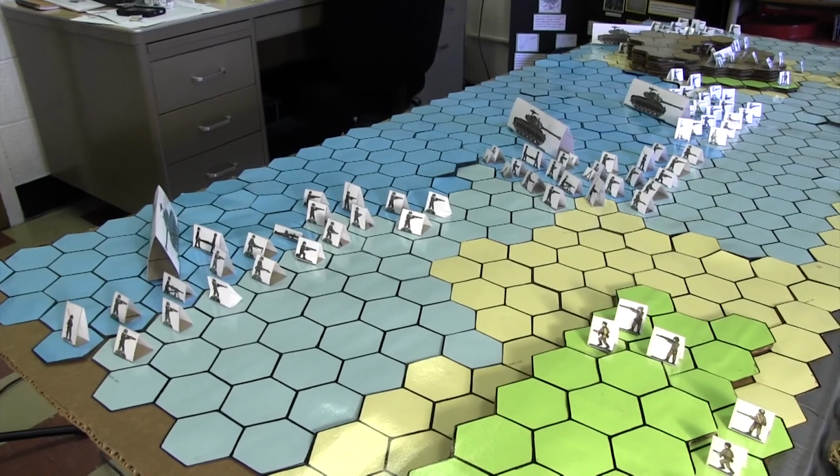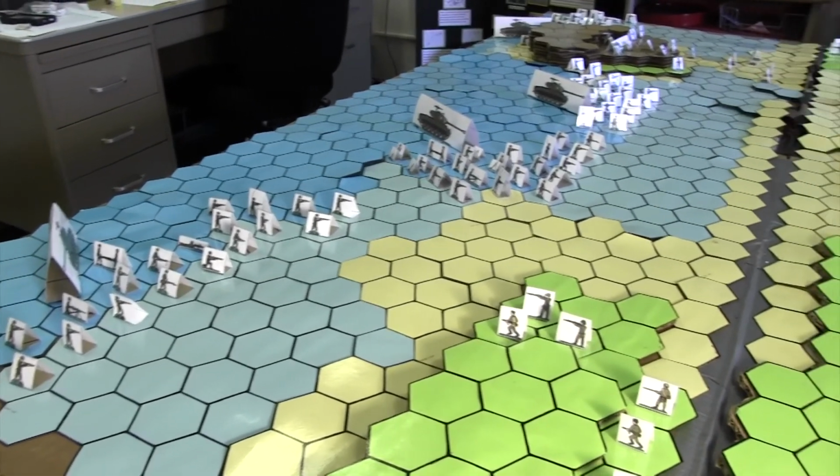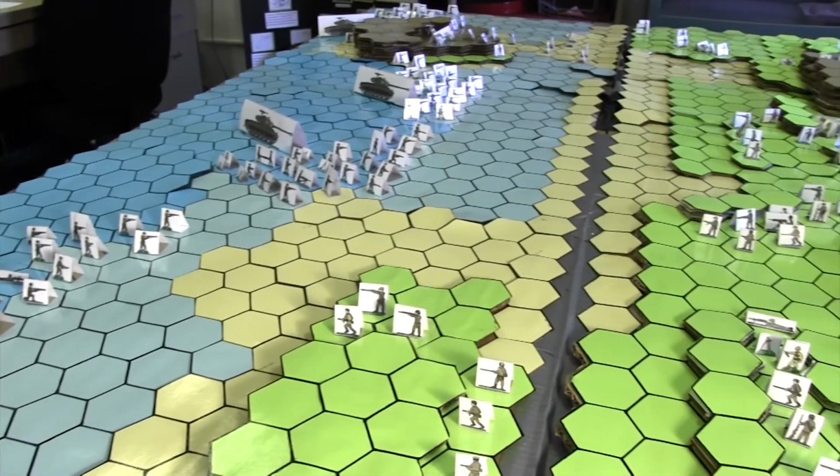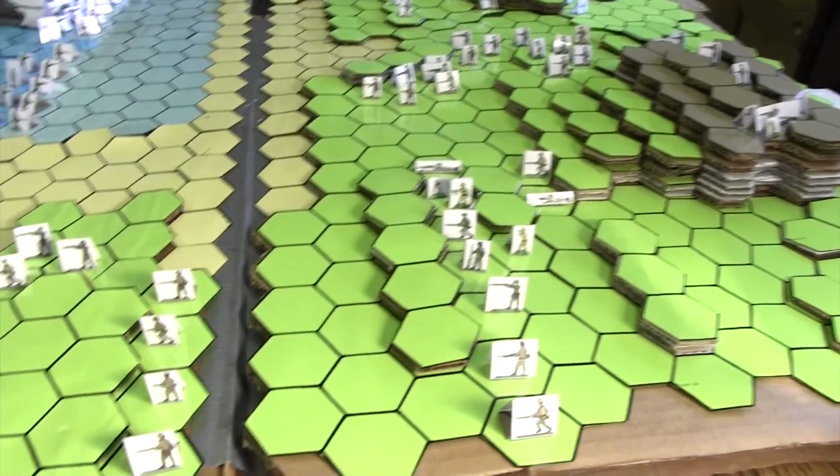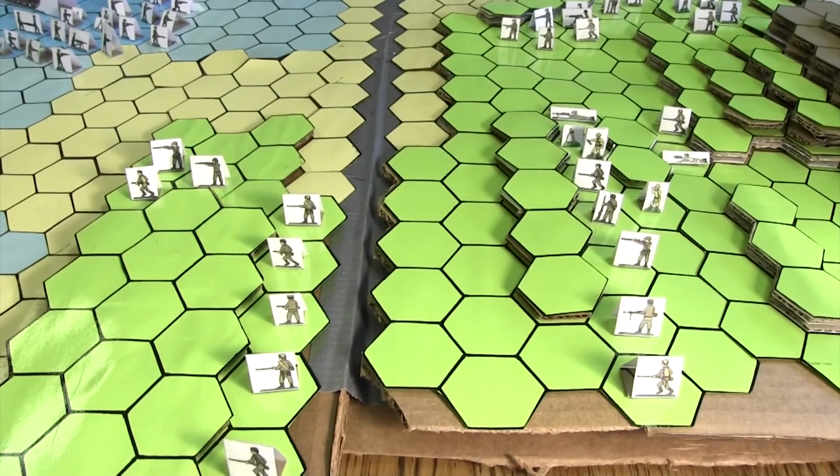Marine units will start on the light blue hexagons touching the dark blue hexagons of the water. Tanks can be placed in the light blue hexagons as well. North Korean units will get to move or shoot first.